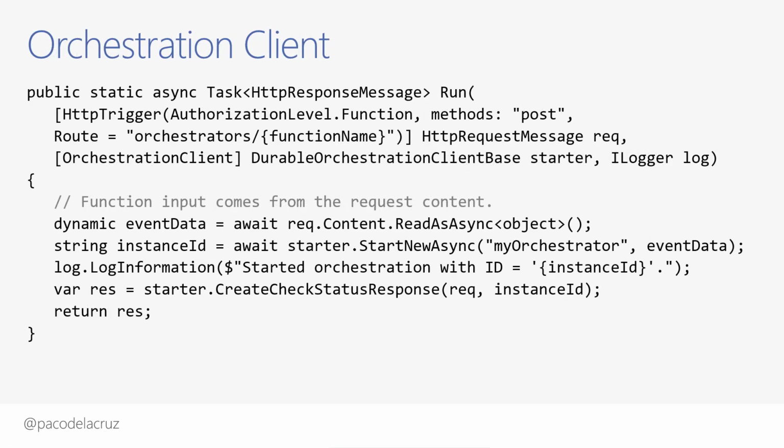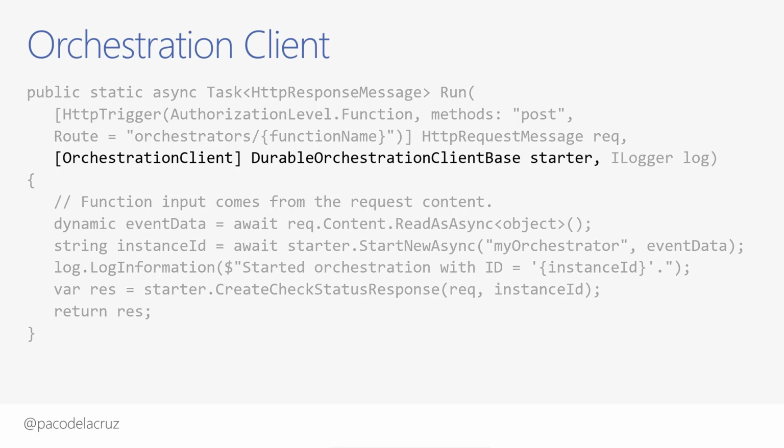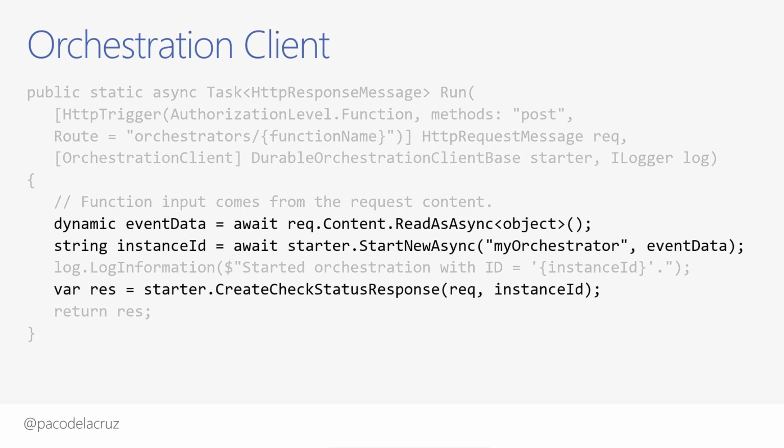And the client, again, is very simple, very few lines of code. So we have an orchestration client, our durable client, and this client gets the data from the bindings, and then we can call a new orchestrator with this input data, and then we just need to check the status. We get the instance ID, and that's it. Very, very simple. So these patterns were available in Durable Functions 1.0.